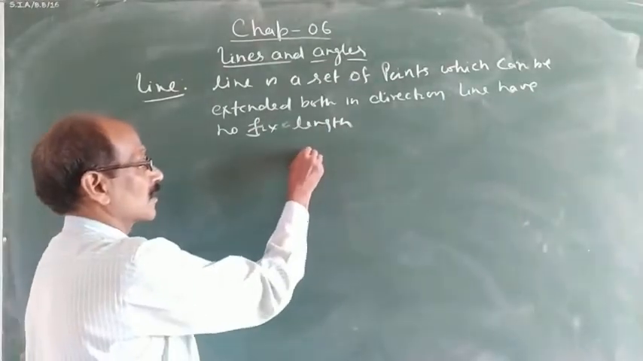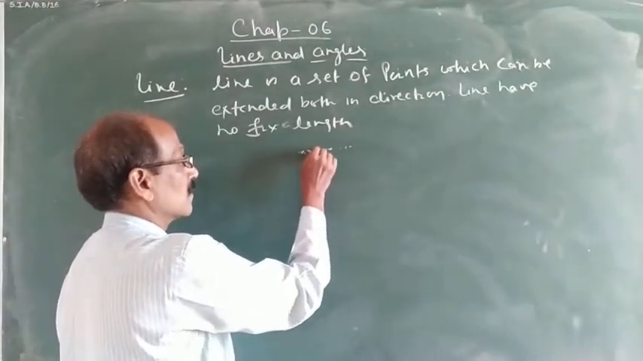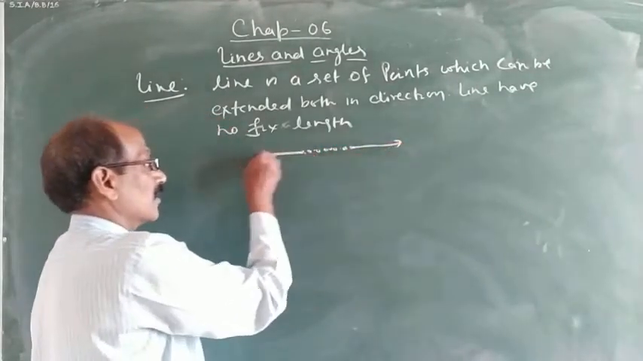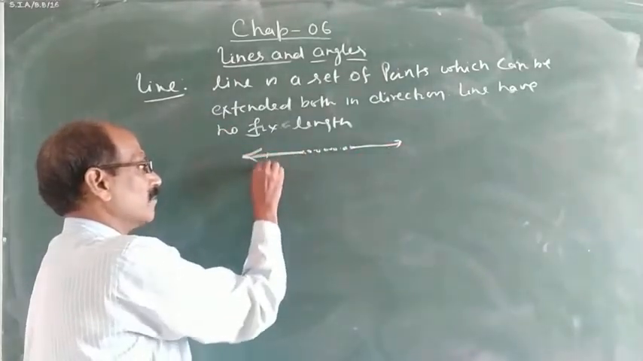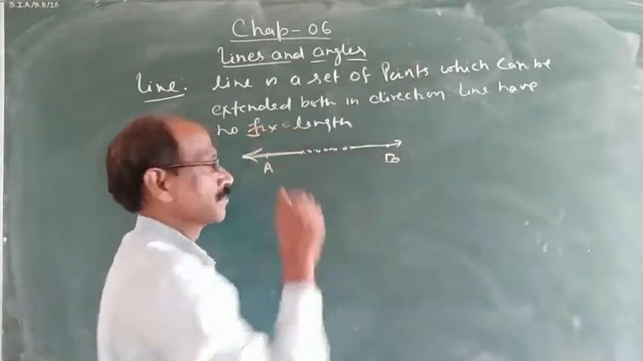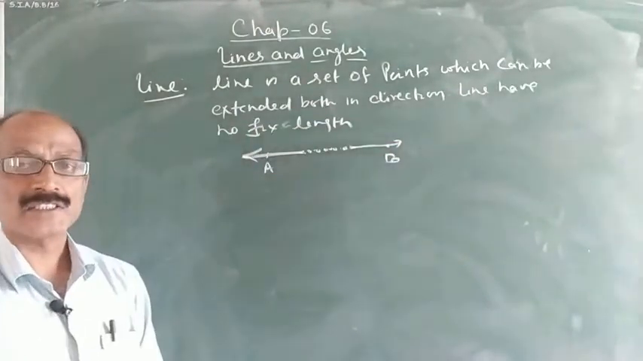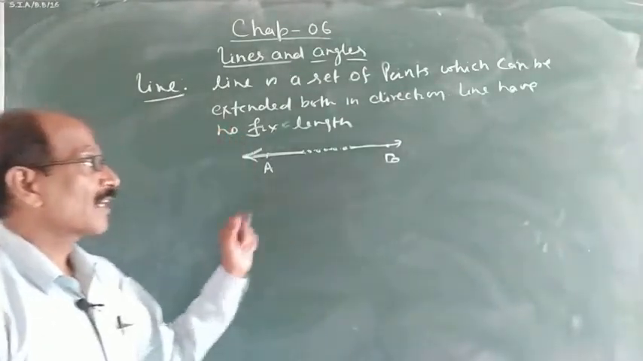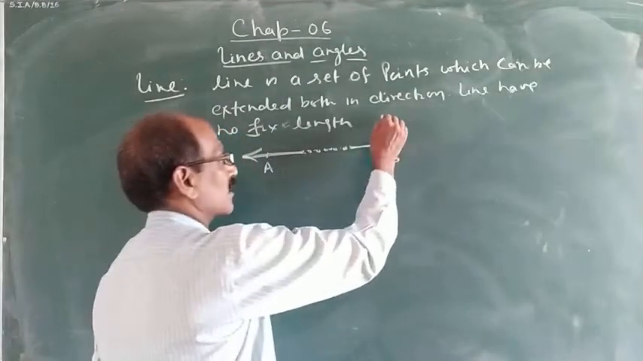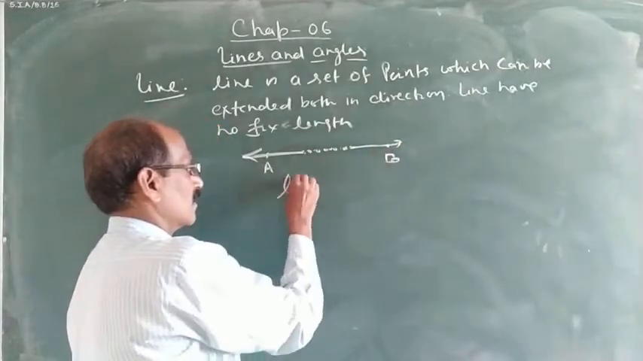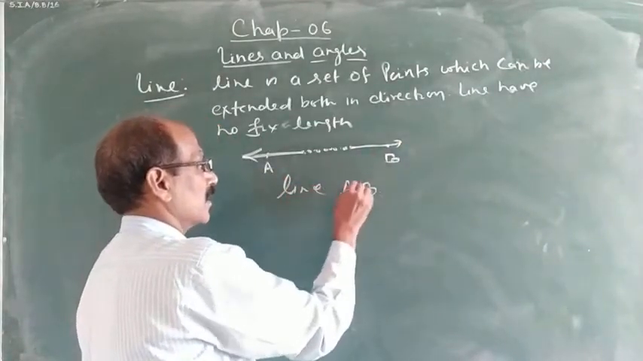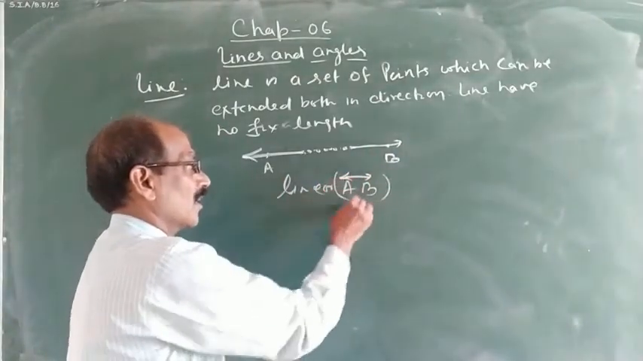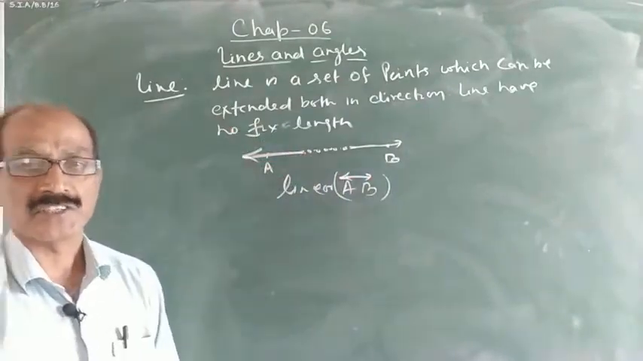First we draw. Here is the set of points, can be extended both in direction. Write the name. Here is A, B. Here is the set of points which can be extended both in direction. How can we represent? We can write line AB. In this way we can represent line AB.